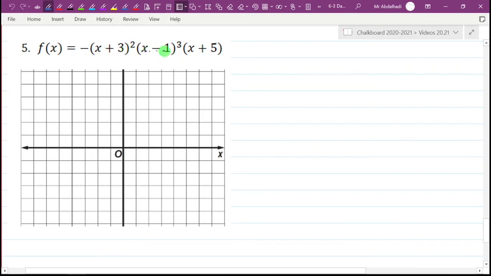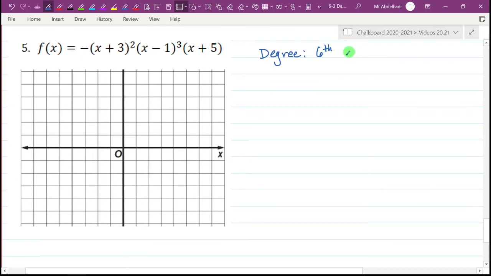I didn't write x minus 1 three times, I just wrote x minus 1 to the 3rd power. So there you go. What's the degree of this function? Well, you have an x here, but you have 2 of them. So that's what that means. This is actually x plus 3 twice. So here's 2 x's. Here's another 3 of them, that's 5 in total. And there's one more here, that's 6. So this is a 6th degree function, right?